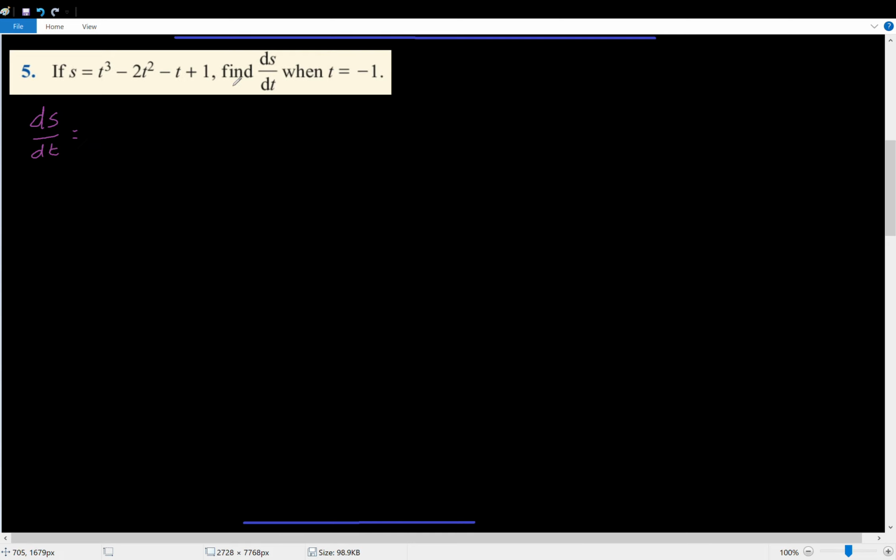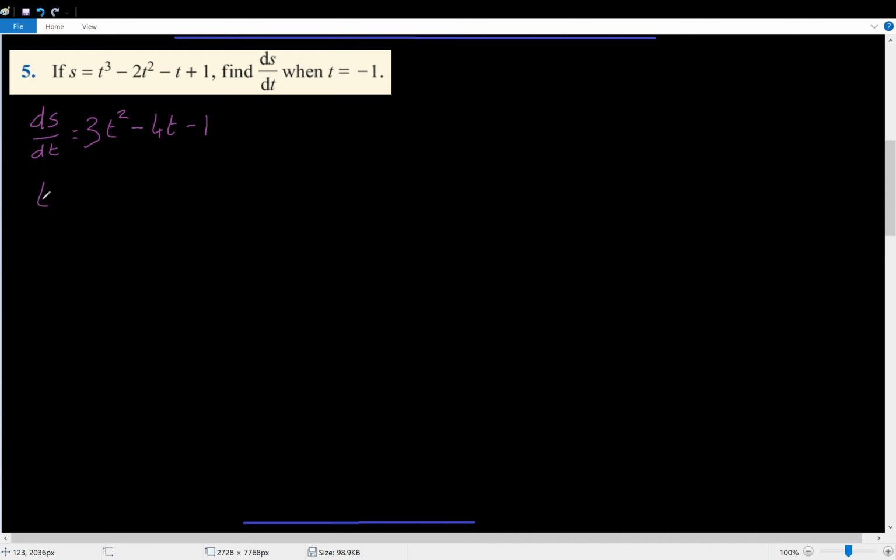So we're going to differentiate this exactly as we would normally. So 3 times 1 is 3, and then we reduce our power down. And then 2 times 2 is 4, and we reduce our power down. And 1 times 1 is just 1, and we reduce our power. And because there's no t attached to 1, when we differentiate it, we just no longer write it, don't include it. So what we have is our ds/dt is 3t squared minus 4t minus 1.